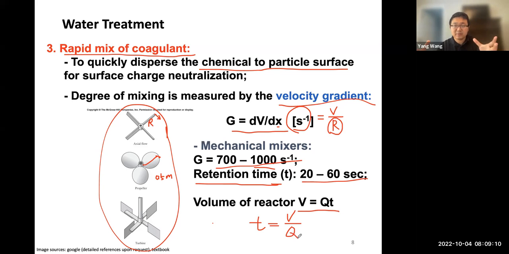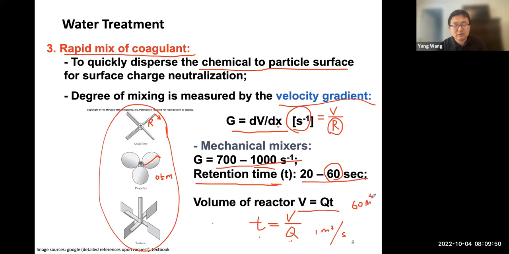The volume is the total space, and the flow rate is how much volume is going through per second. That's why the volume equals the time multiplied by the flow rate. If you know the time and the flow rate going through this coagulator, you can estimate the volume of the reactor. For example, if you have a flow rate of 1 meter cubed per second and a retention time of 60 seconds, then the total volume is 60 meter cubed.